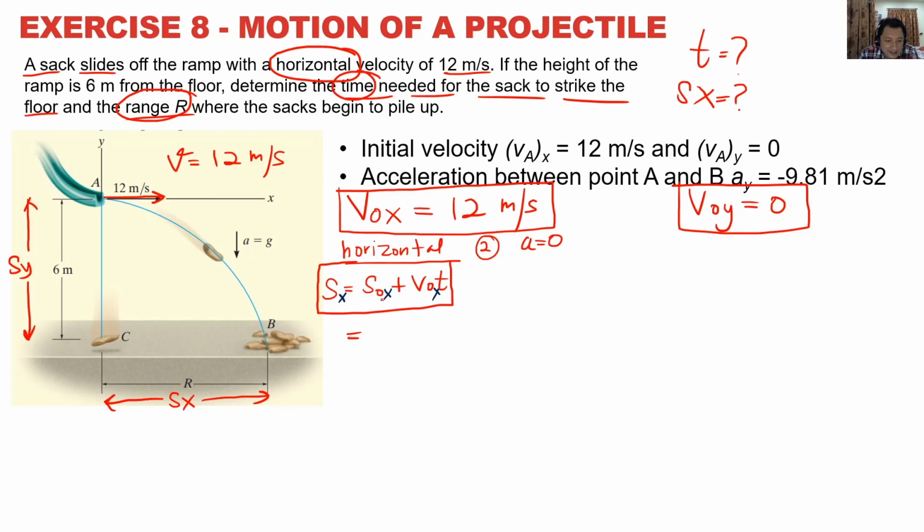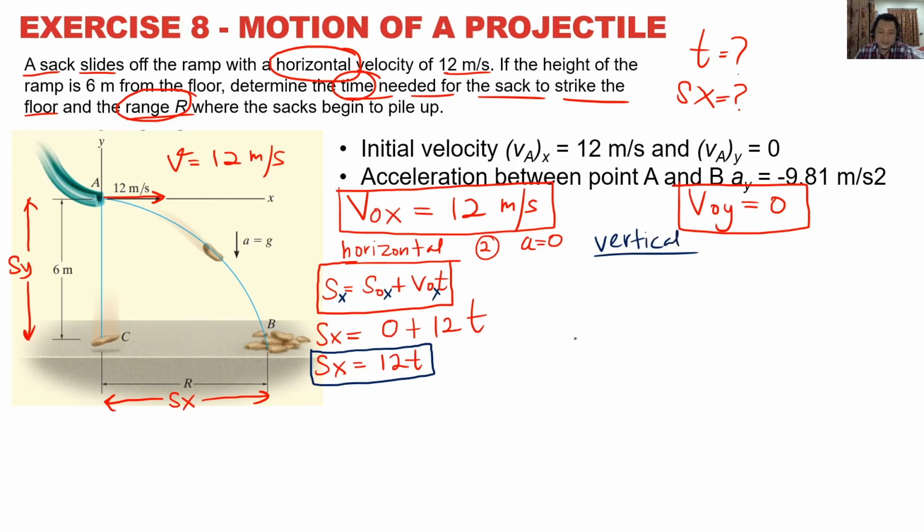Sx. So S naught x, the original displacement x, is 0, plus V naught x, which is 12, times T. T is unknown, so you need to find that T. For the horizontal, the only equation you can use is Sx is equivalent to 12t. Now, let's look at the vertical.